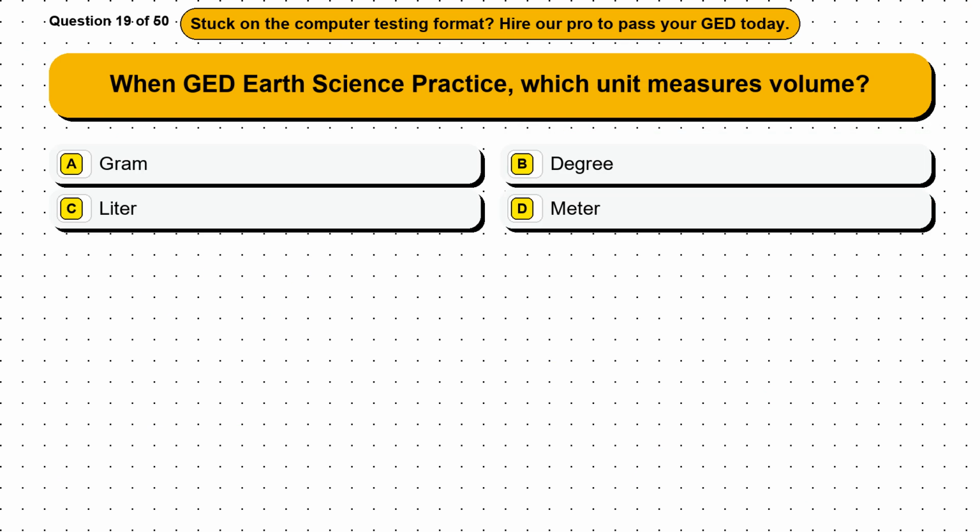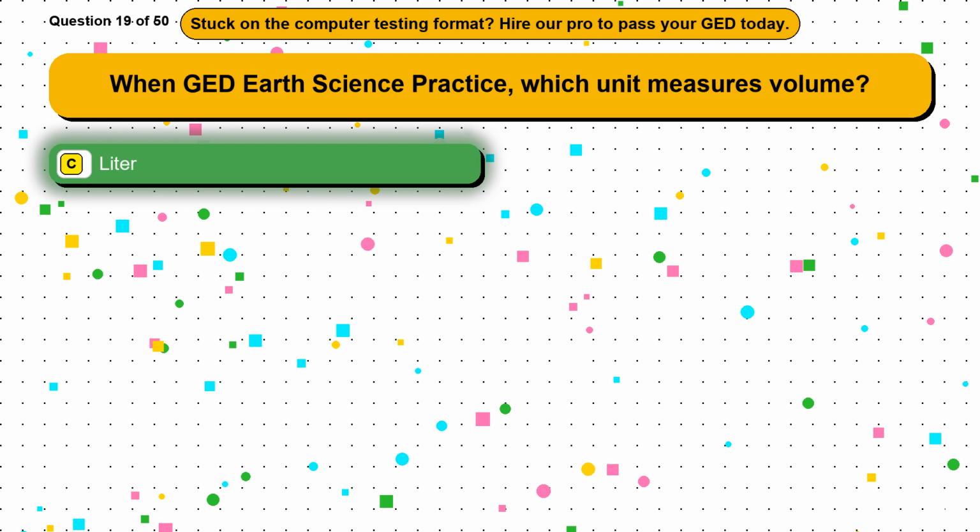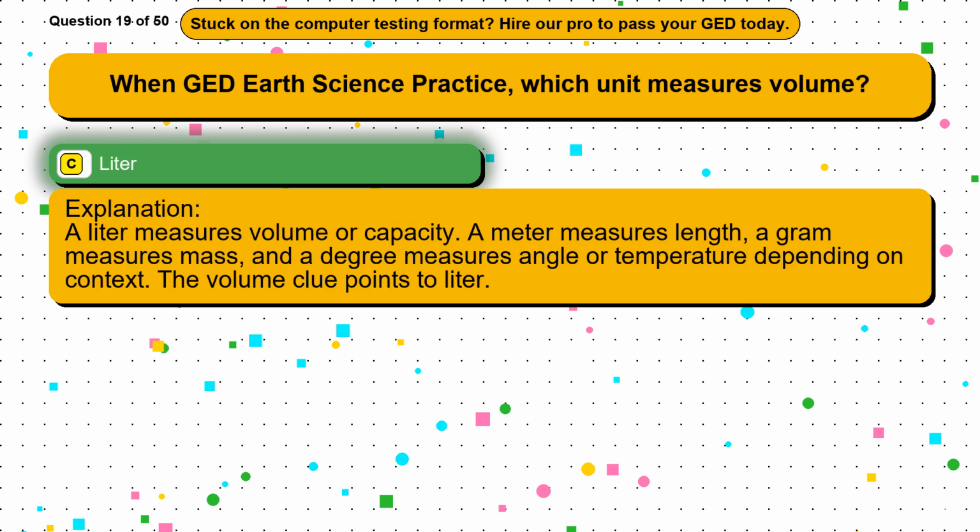Question 19. When GED Earth Science Practice, which unit measures volume? Option A, gram. Option B, degree. Option C, liter. Option D, meter. The correct answer is option C. Liter. A liter measures volume or capacity. A meter measures length, a gram measures mass, and a degree measures angle or temperature depending on context. The volume clue points to liter.